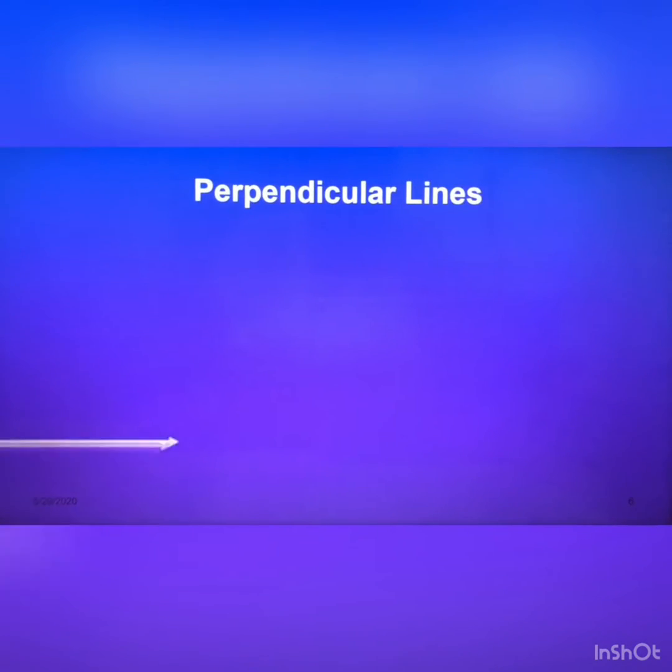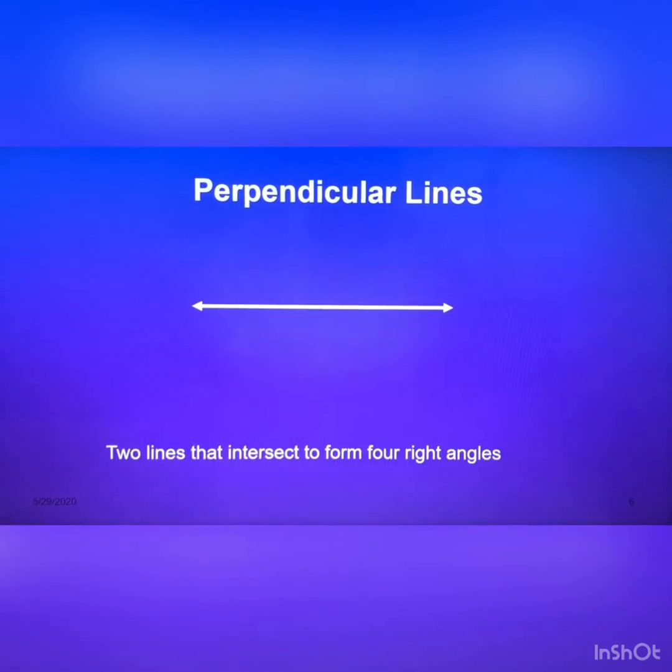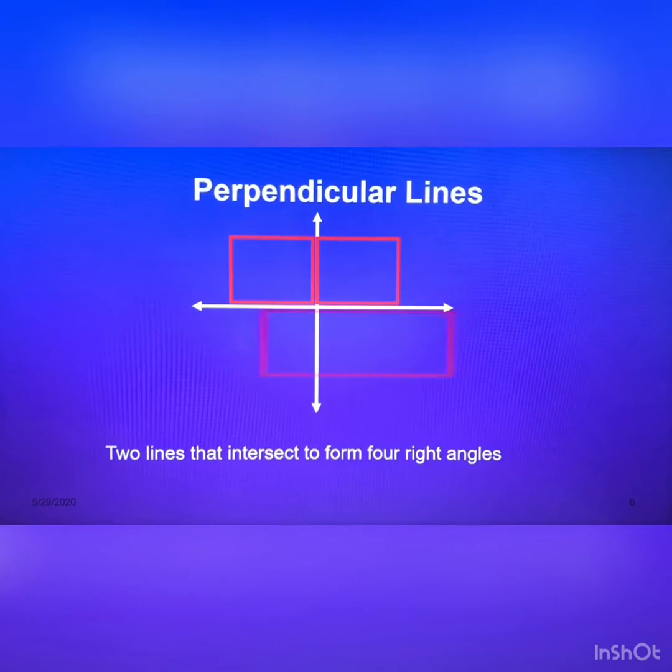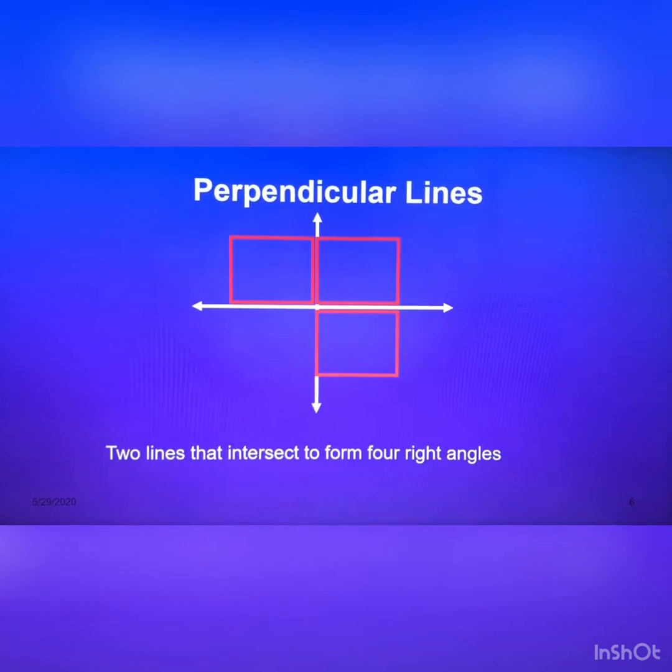Perpendicular lines. What do you mean by perpendicular lines? You can see that these two lines intersect at a point and form right angles. So what is the definition of perpendicular lines? Two lines that intersect to form 4 right angles are known as perpendicular lines.